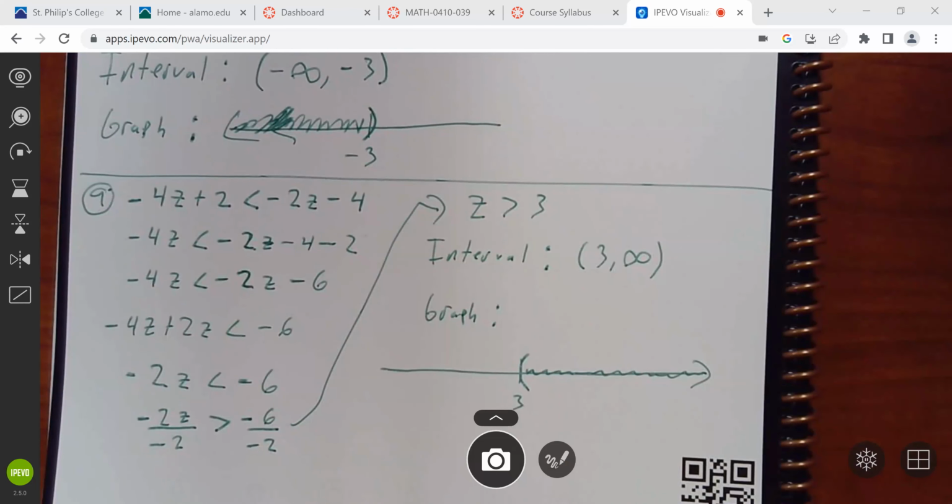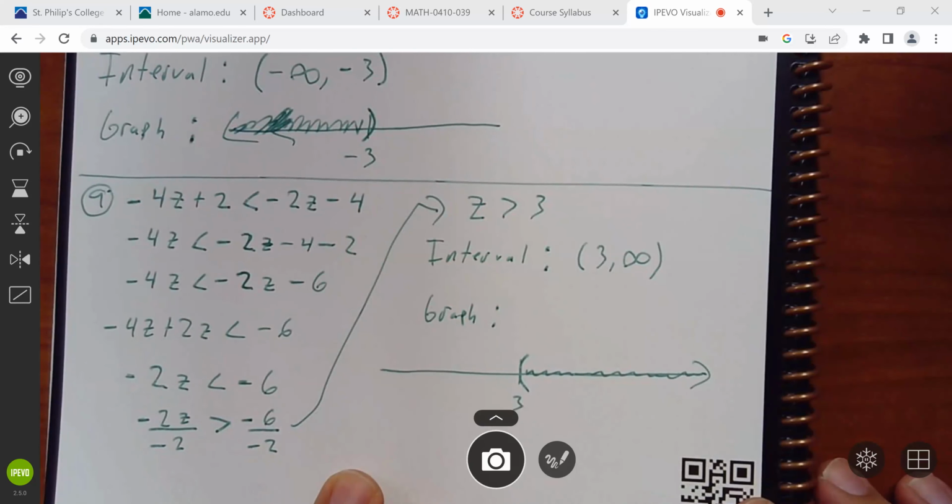Rule number 9. On the exam, do all the work on a separate paper, okay? Various steps. I'm gonna skip to 11.